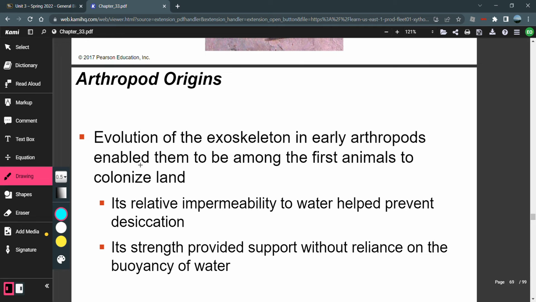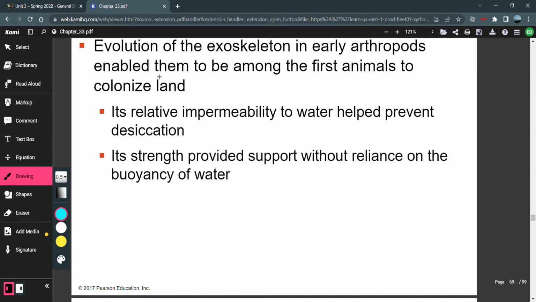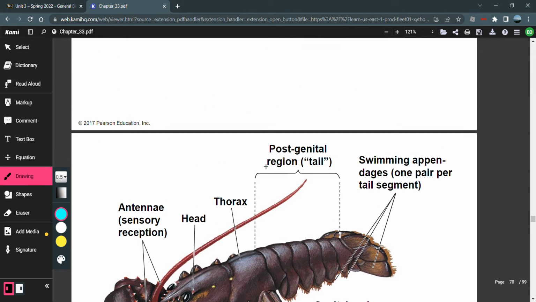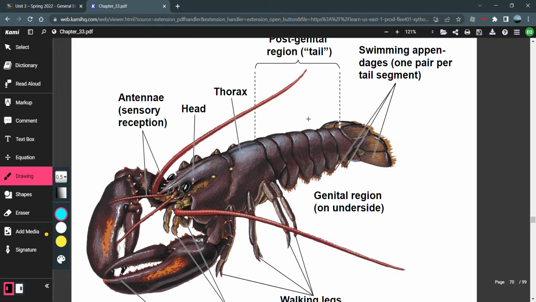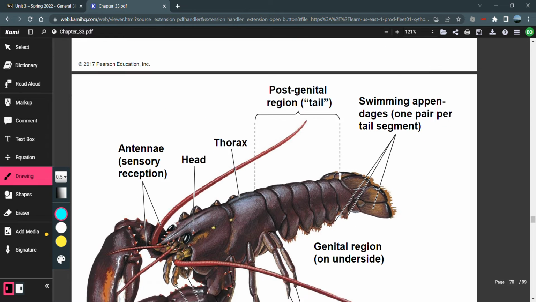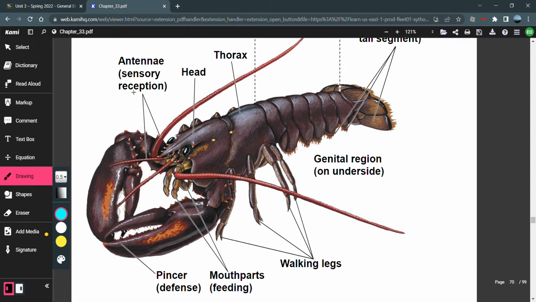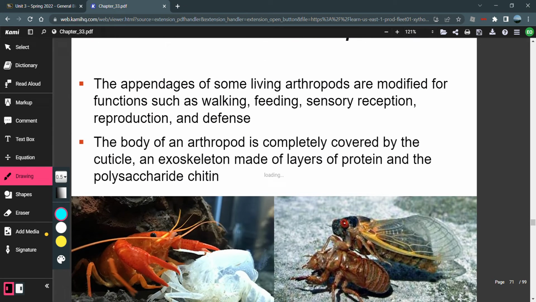They're so huge. If you put a whale on the land, they're pretty much helpless. But once you put an arthropod on land, they can move a bit. It provides support without the reliance on the buoyancy of water. So here is our arthropod. Here we have the head, thorax, and tail, the genital region, some receptors, the antennae, and the pincers for defense.